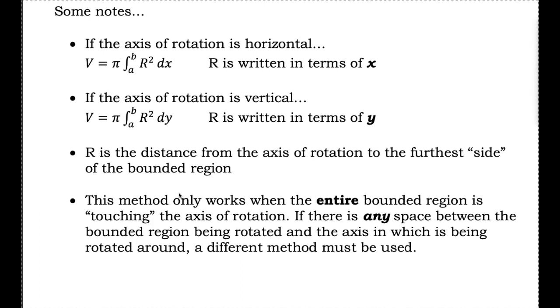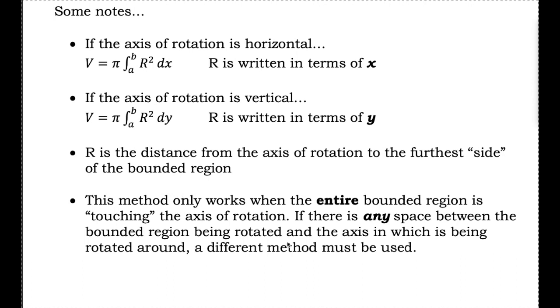The furthest most left x value of the bounded region and the furthest most right x value of the bounded region. If our axis of rotation is vertical, our capital R, our radius, will be written in terms of y, will integrate with respect to y, and these a and b values will actually be y values as opposed to x values. R will always represent the distance from the axis of rotation to the furthest side of the bounded region. And we just need to keep in mind that this method only works when the entire bounded region is touching your axis of rotation. If there's any space at all between the axis of rotation and the region that you're rotating, we cannot use the disk method. We'll have to use something else.